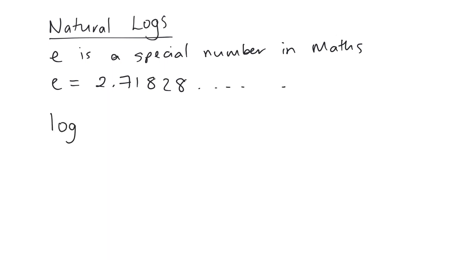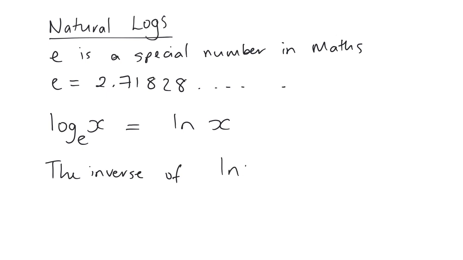But it's associated then with logs. So log to the base e of x is written as ln of x. So you might have seen the wee ln button on your calculator. Maybe some people even thought it's 1n, but that just means log to the base e. And the inverse of ln x is e to the power of x. Okay, and again, on your calculator above the ln button, you'll see the wee e button.